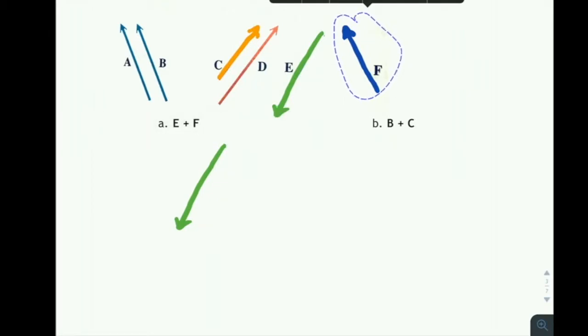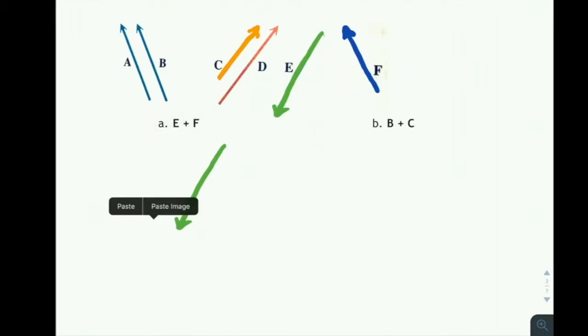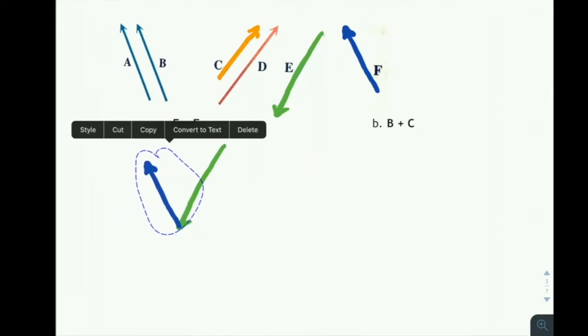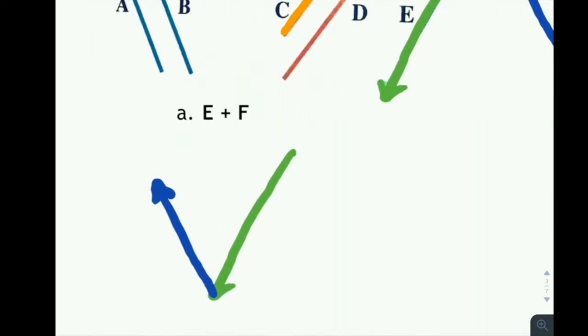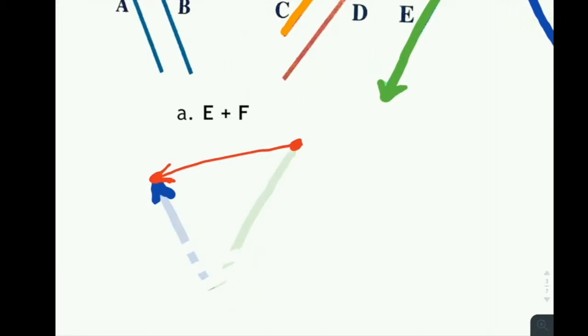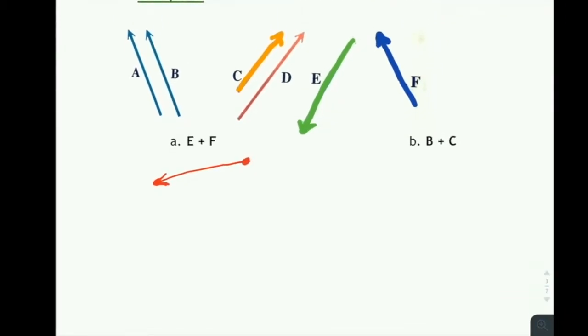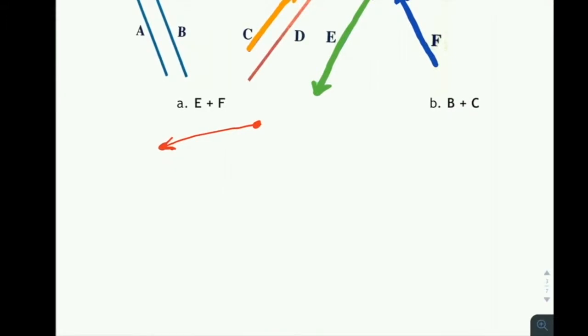Vector F to get my resultant is going to start at the terminal point of vector E. And then my resultant, the vector I'm looking for, is going to be, if I connect my initial and terminal points right here, vector E plus F, that red line that I just drew. That is my resultant. So there's the resultant E plus F.